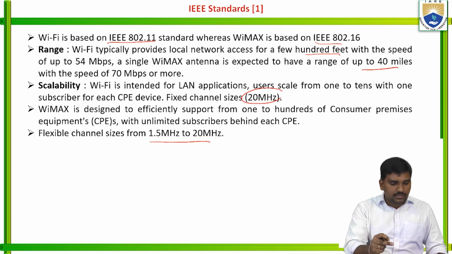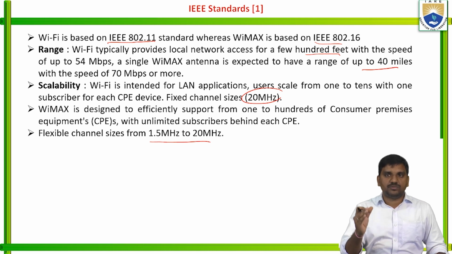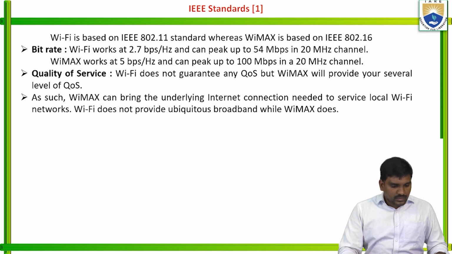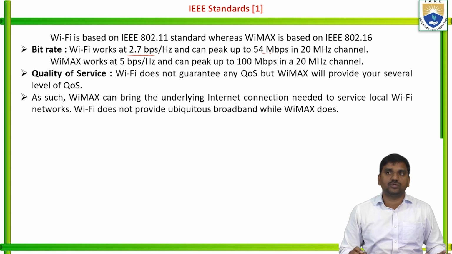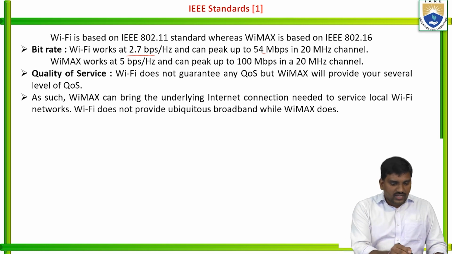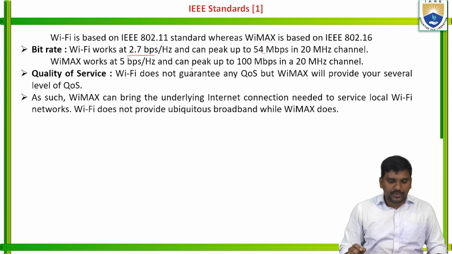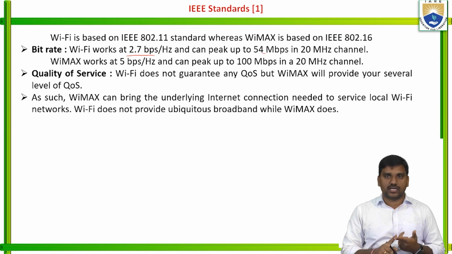So these are some IEEE standards for WiMAX. Basically Wi-Fi is based on 802.11, then WiMAX is based on IEEE 802.16, with variants 16a and 16e. These are the various IEEE standards for WiMAX, coming on the next slide. Now the bitrate and quality of service. Wi-Fi works at 2.7 bps per hertz and can peak up to 54 Mbps in a 20 MHz channel. WiMAX works at 5 bps per hertz and can peak up to 100 Mbps in a 20 MHz channel.